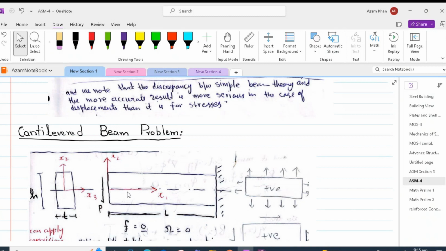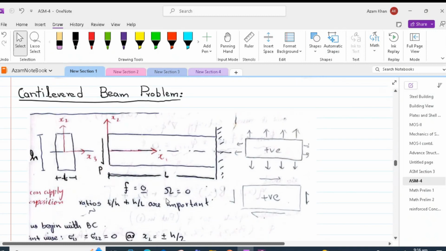So right from the beginning, we can see that this is a plane stress problem simplified into a 2D elastic problem. So x1 is along the horizontal axis, x2 is along the vertical axis, and the origin is right at the centroid of our cross section at the free end. In this problem, we will assume the body force equal to zero.